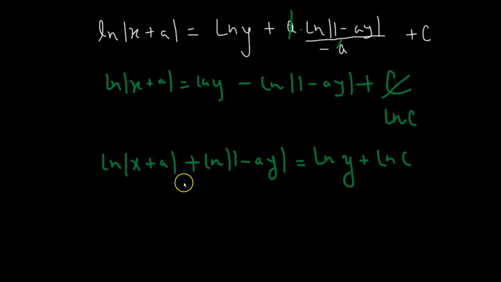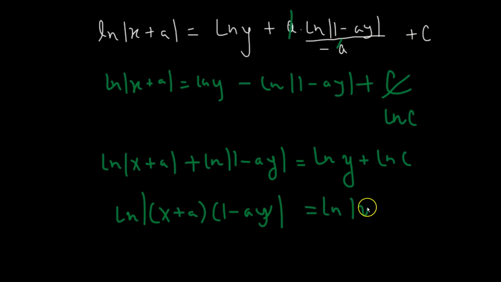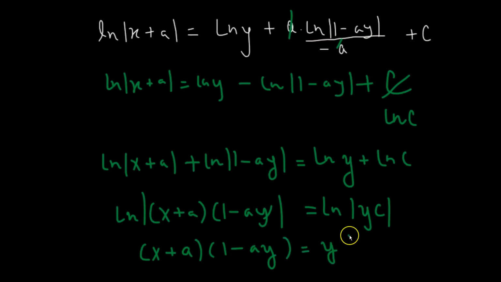Now we can combine the two terms on the left hand side as well as the two terms on the right hand side using the property that log of a plus log of b is equals to log of a times b. So we have log of x plus a times 1 minus ay, and that's equals to log of y times c. Taking the anti-log gets rid of the logarithmic function. So we have x plus a times 1 minus ay equals y times c. And this is the final simplified form of the given differential equation. Let's move on to the next problem.